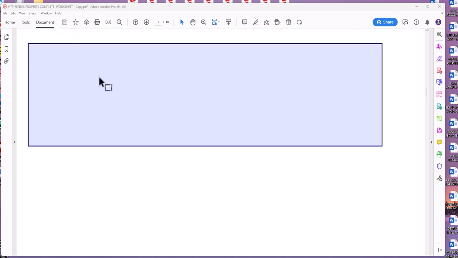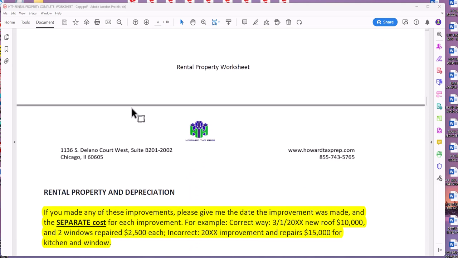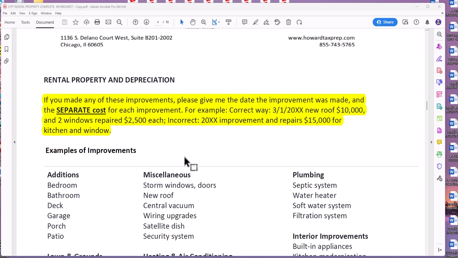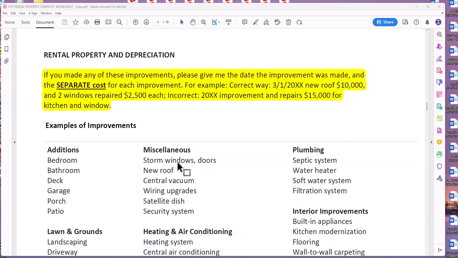Improvements, whether you think it's an improvement or a repair, just give us the name, the service, and the amount of the service, and then we can figure out what is an improvement or a repair. Page 4 just kind of lets you know what rental property and depreciation is.